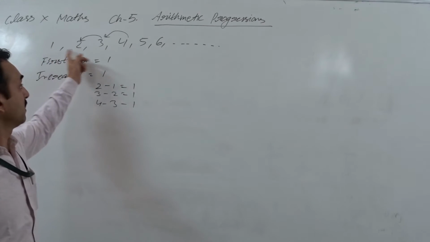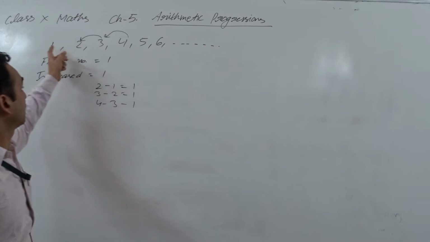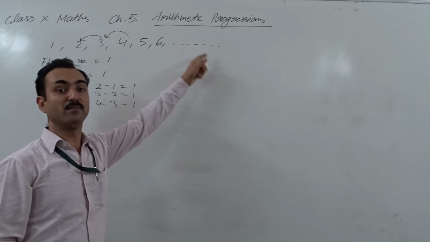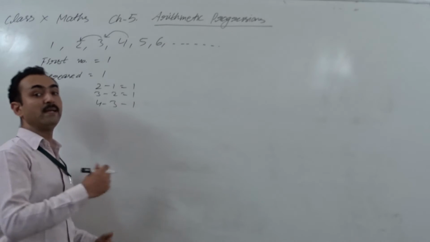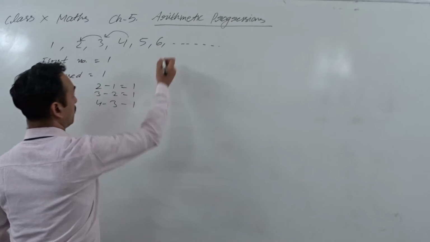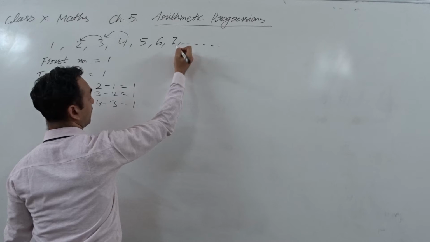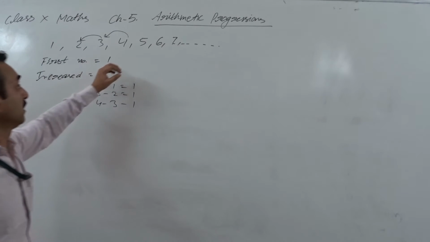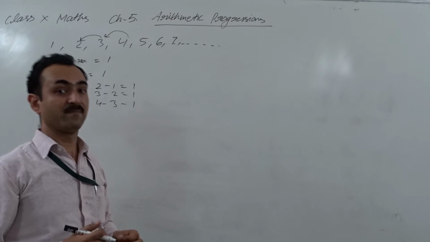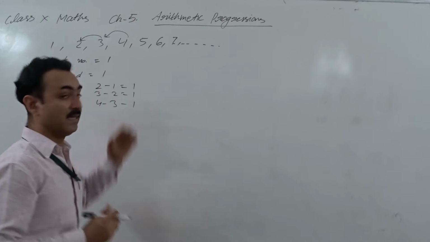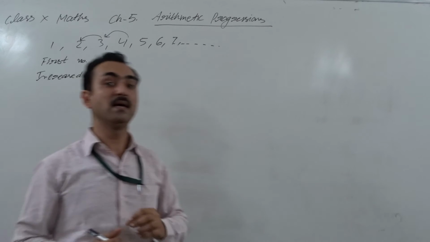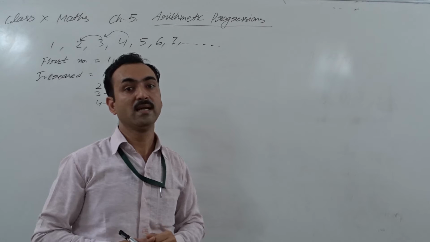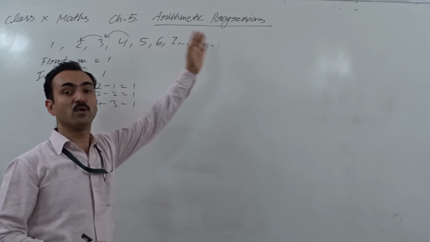So what is the same pattern here? The pattern is that the next number will be 1 more than the previous number. So the next number will be 6 plus 1, 7. So this is a special pattern in this series of numbers. If there is a series of numbers and it is increased or decreased by a particular fixed number, then it is called arithmetic progression.